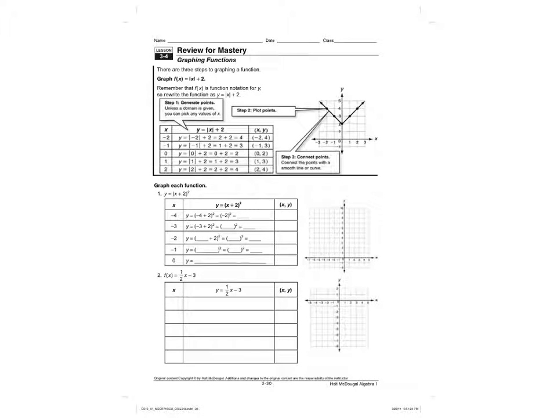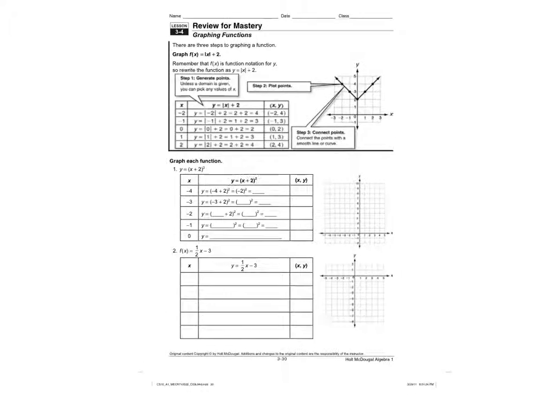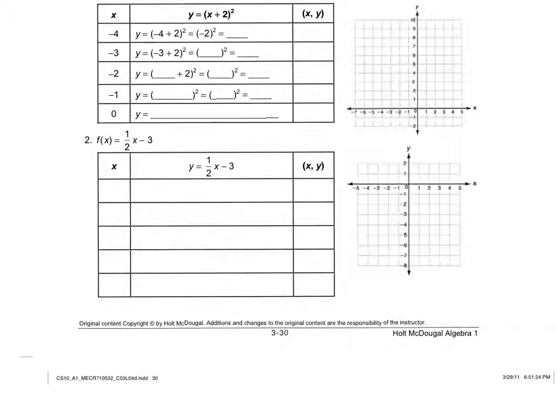Okay, so tomorrow your test is going to cover lessons 3-4, 3-5, and 3-6. In 3-4, we learned how to graph functions. You will have 2 questions where you're going to have to graph the function. I am going to provide a table and a coordinate plane. Now, the table isn't going to be filled in like this where the blanks are. It's going to be totally empty.